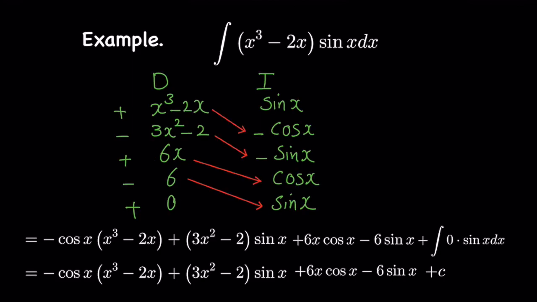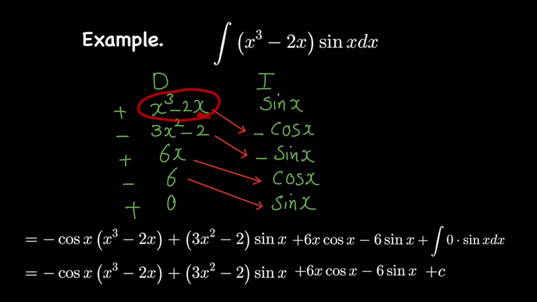Let's look at another example. In this example, I want to evaluate the integral of the function x cubed minus 2x multiplied by sine x. And again, you know that this should go to the derivative column because as you differentiate polynomials, they are going to get easier and easier, because every time that you differentiate a polynomial, the degree will be reduced by 1. And I'm going to place sine x in the integral column.